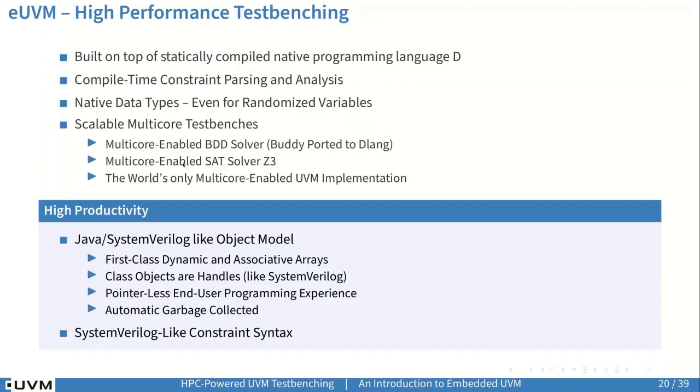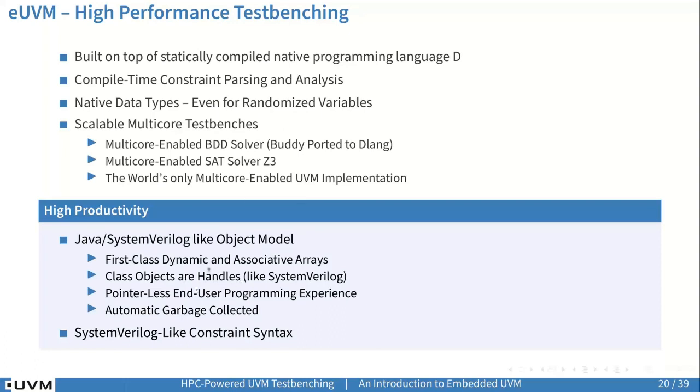It's high performance. We have multi-core test benches because we have multi-core enabled BDD solvers. We are using Z3 for more complex constraints. So there is a SAT solver there, and that too is multi-core enabled. So it's the world's only multi-core enabled UVM implementation.